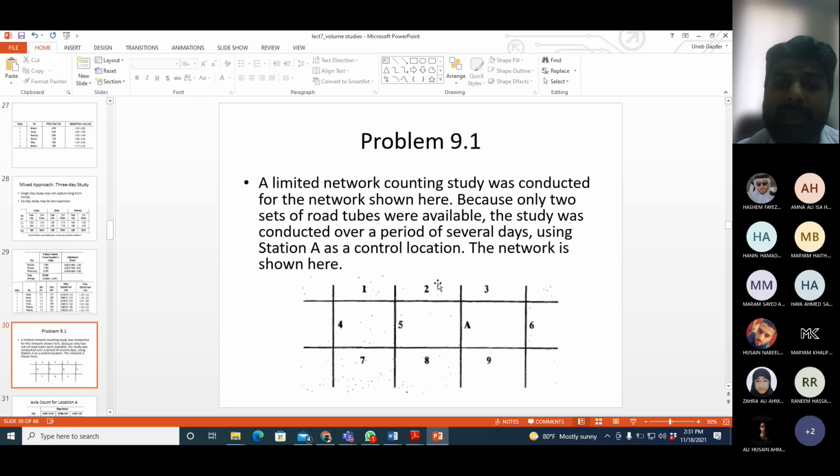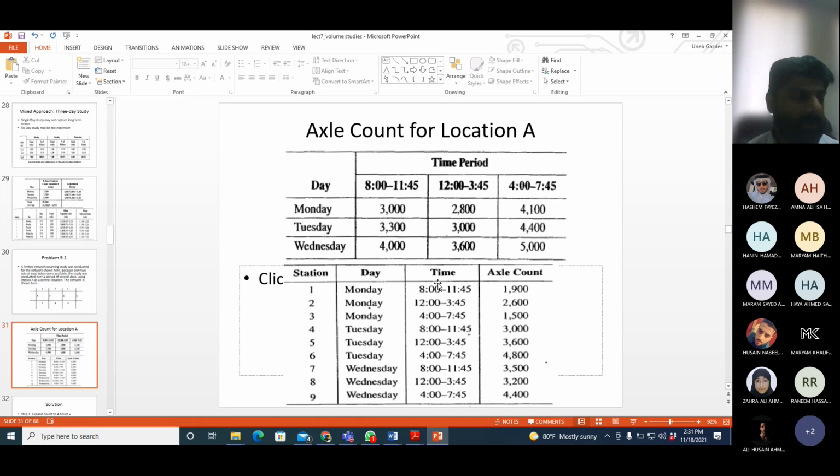So again, it's a limited network study. Now we have more locations. We have one control count location, you can see location A, and then we have 9 coverage count locations. You see the numbers from 1 to 9. And the study was done. Here we are not discussing the variations, how we can do the study. The study is already done, and I'll explain to you how they have done it. It was done in multiple days, so again we have to calculate the average as well. Let us see how the data was collected.